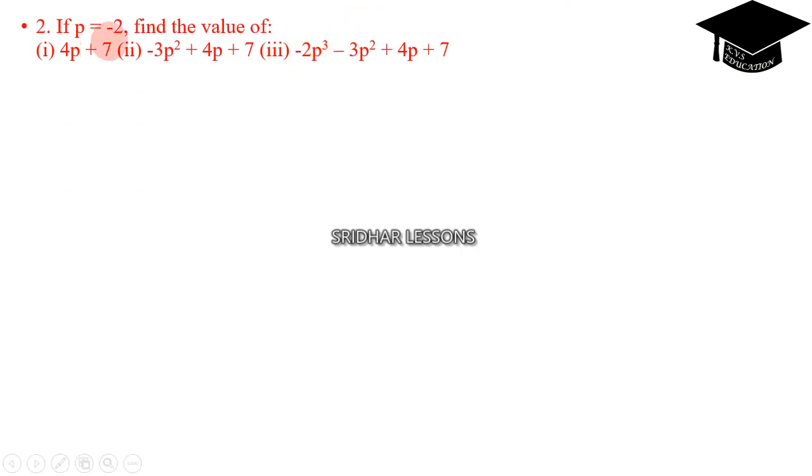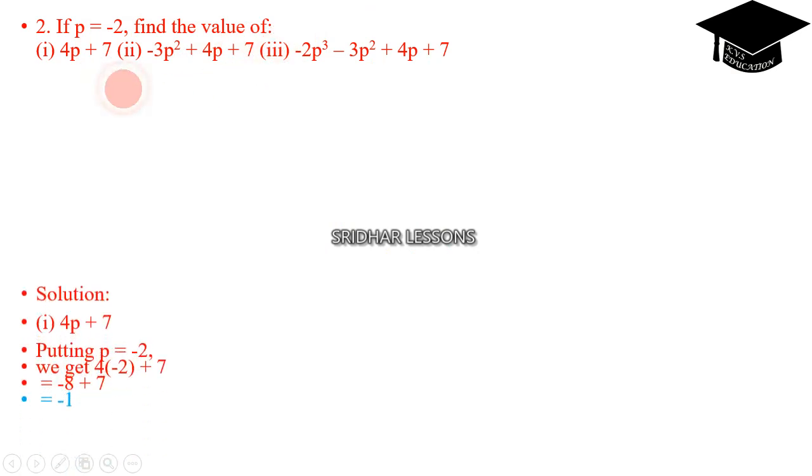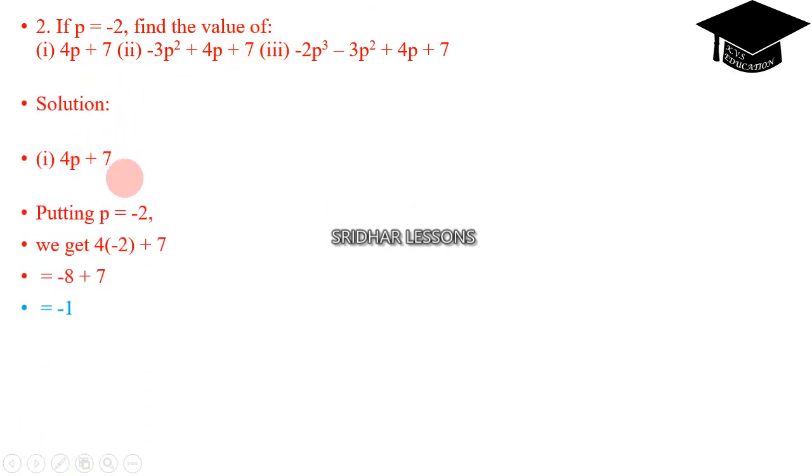Second question, if p is equal to minus 2, find the value of the first question, 4p plus 7. So we have to put p is equal to minus 2. That is 4 into minus 2 plus 7. 4 into minus 2 is minus 8. Minus 8 plus 7. So minus 1.